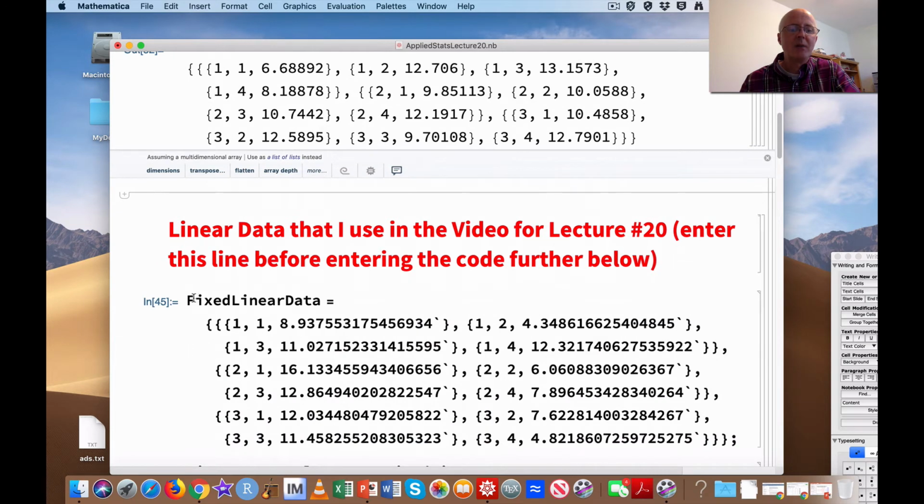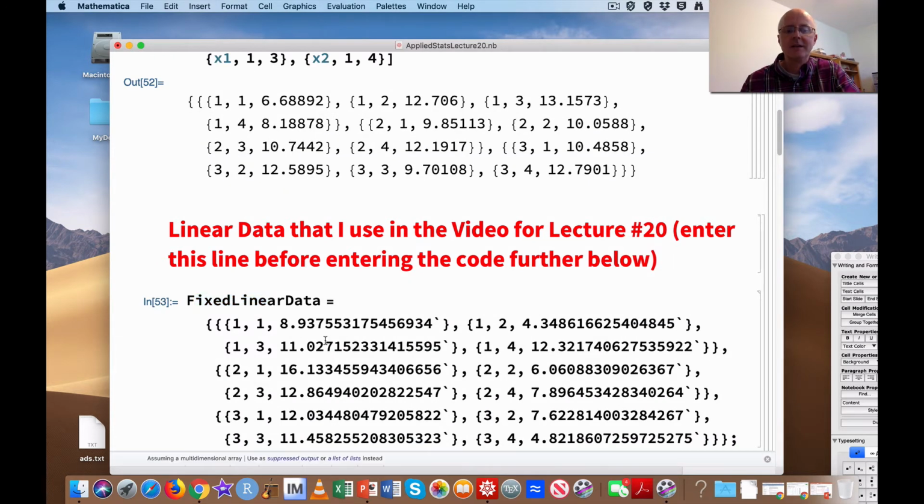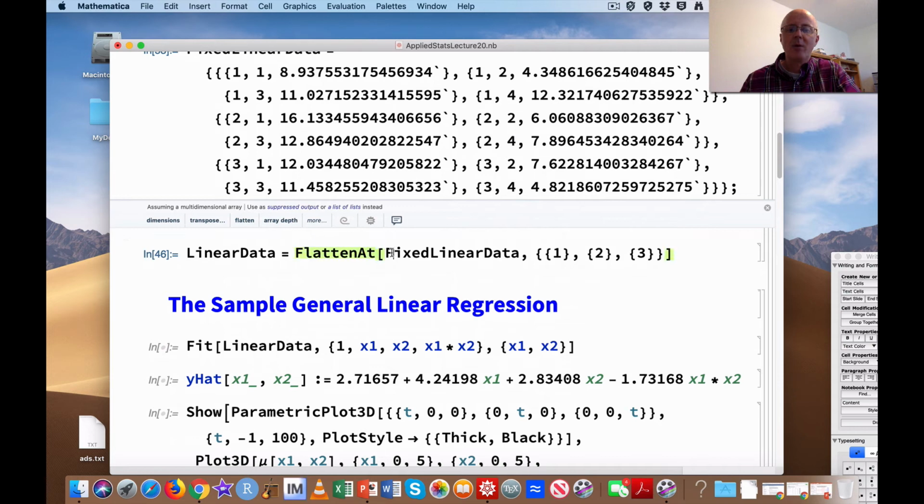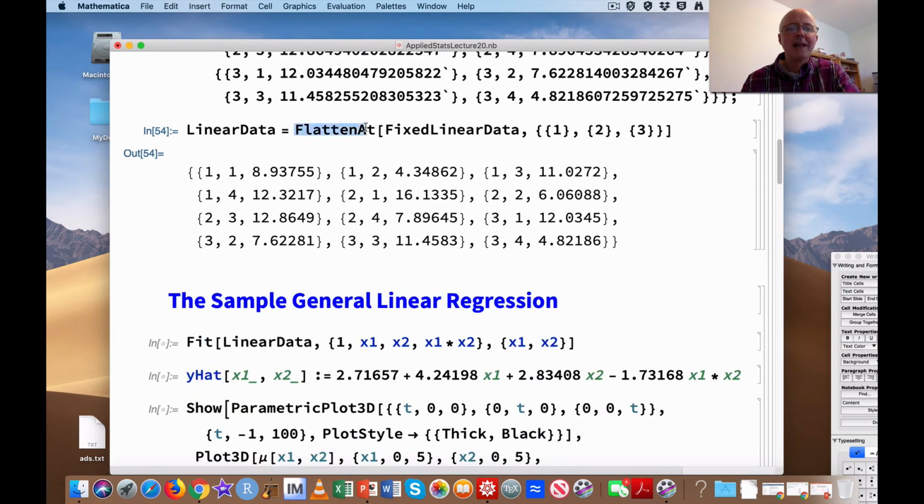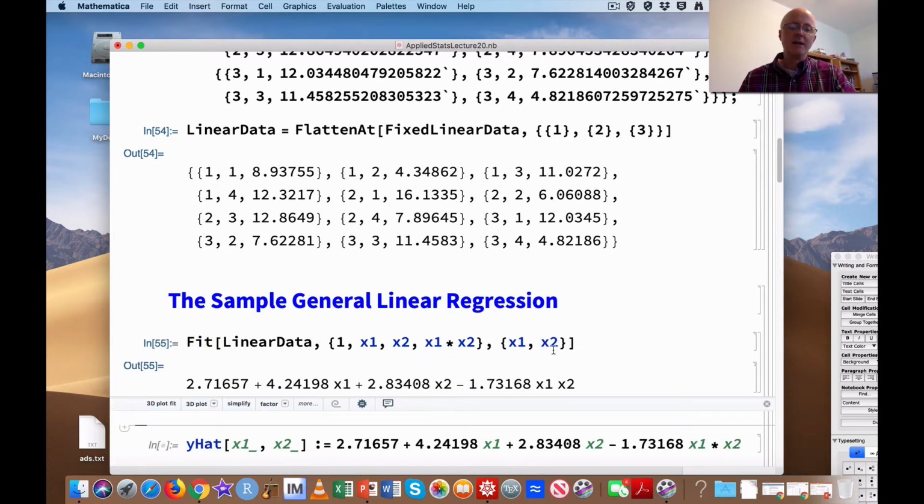I went ahead and picked a particular run of output, and I called it fixedLinearData. And to make it easier to access for the Fit command, I did some flattening. So don't worry about what that means. Here's the key command you need to fit these data with this model. Notice in the curly braces here I have a 1, an x1, an x2, and an x1 times x2 term. In effect, the model for mu is a linear combination of those basis functions, where I re-emphasize the variables are x1 and x2. Fit does give me the linear model.